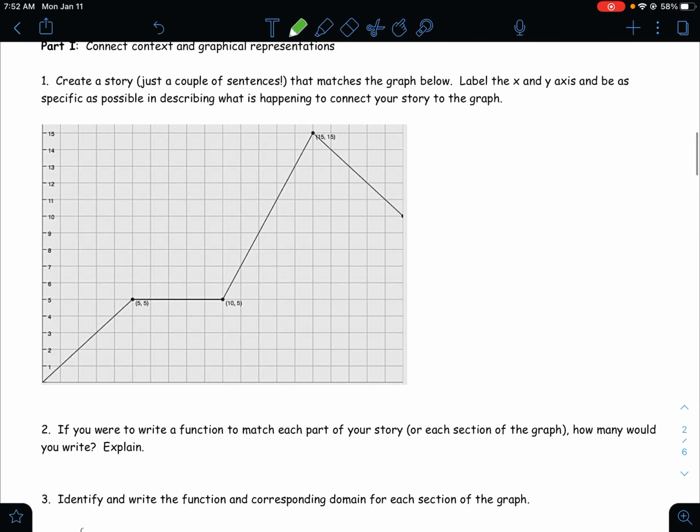So let's go ahead. It says create a story to match below. So we don't necessarily need to create a story, but let's kind of look at this graph. All right. We have to describe what's happening here.